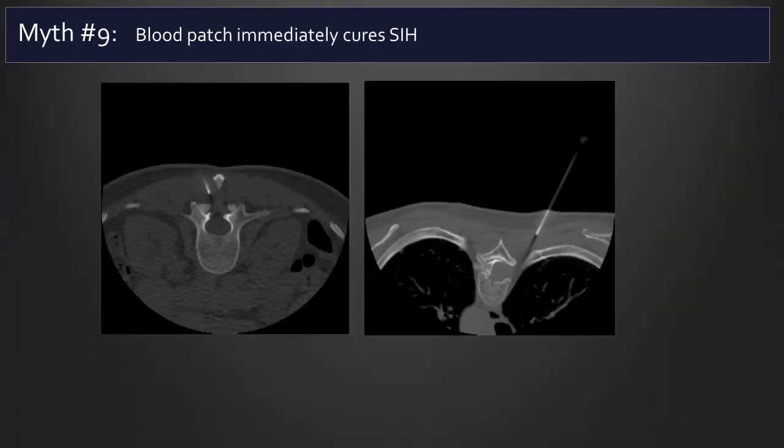Myth number nine: blood patch immediately cures intracranial hypotension. So many of us are familiar with post-lumbar puncture headache. Those patients usually are symptomatic only for a couple of days before they get a blood patch. They get the blood patch and they feel better right away. Well, the physiology is a little bit different if you've been leaking for 3 months or 6 months or 9 months or longer.